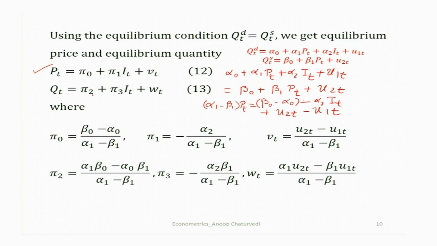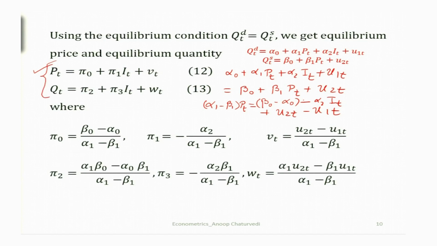Q t is equal to pi 2 plus pi 3 I t plus w t, where pi 2 is equal to (alpha 1 beta naught minus alpha naught beta 1) divided by (alpha 1 minus beta 1), pi 3 is equal to minus alpha 2 beta 1 upon (alpha 1 minus beta 1), and w t is equal to (alpha 1 u 2 t minus beta 1 u 1 t) divided by (alpha 1 minus beta 1). So, you get these reduced form equations.